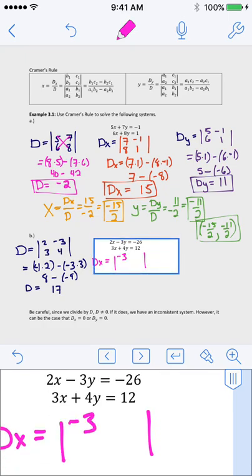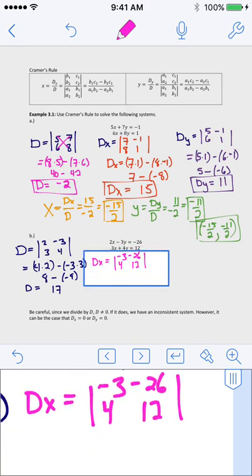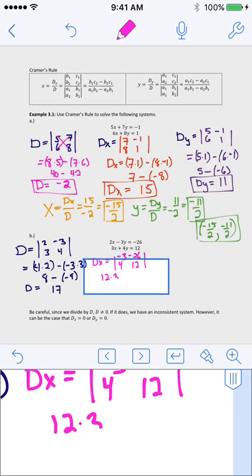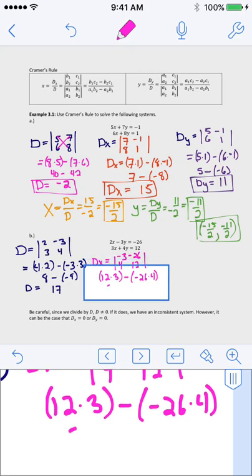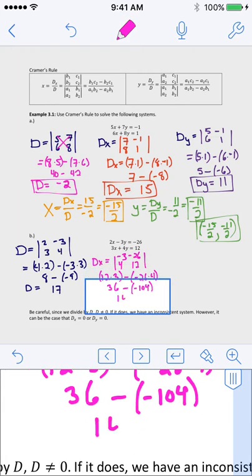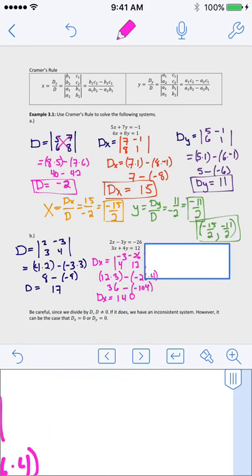So -3, -26, 4, and 12. Determinant of that, it's going to be 12 times 3 minus -26 times 4. Alright, so we end up getting 36 minus 6 times 4 is -104. That's going to equal positive 140. So dx is equal to positive 140.